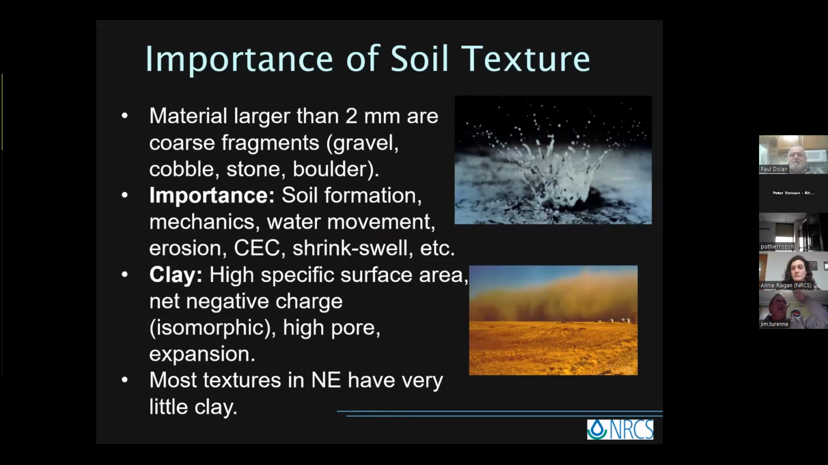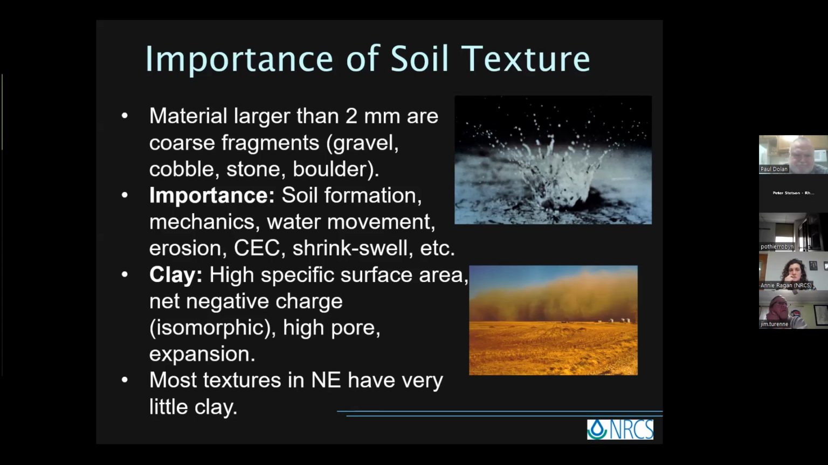Almost done here. Texture is one of the major properties in soils that we look at. We didn't talk about material larger than 2 millimeters. Those are treated separately. We call those coarse fragments, and they go anywhere from gravel, 2 millimeters to 4 inches. Cobble size fragments are 4 to 10 inches in diameter. Stone is 10 to 24, and anything over 24 inches is what we call a boulder. Those are described separately in the soil. So I could have a sandy loam with 30% gravel, and I would use a modifier and call it a gravelly sandy loam texture.